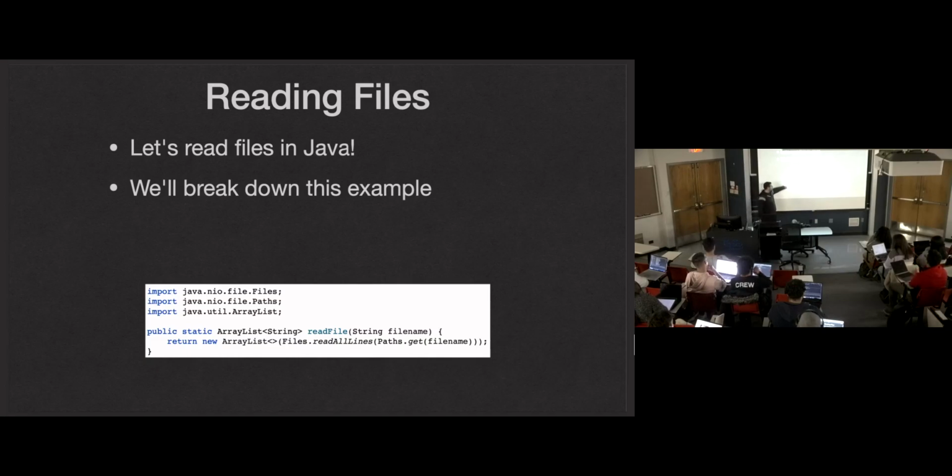And this is it. Here we go. This is our example. This is how we'll read files in Java. With this code, what we want to do is take a file name and return an array list of strings where the array list contains all of the lines in the file. Each line is a string in the array list. So if this file has 5 lines of text, the array list that's returned is going to have 5 strings, where each string is a single line in the file.